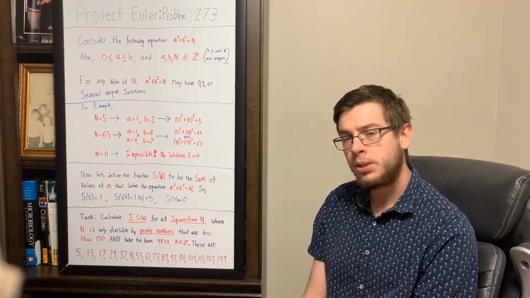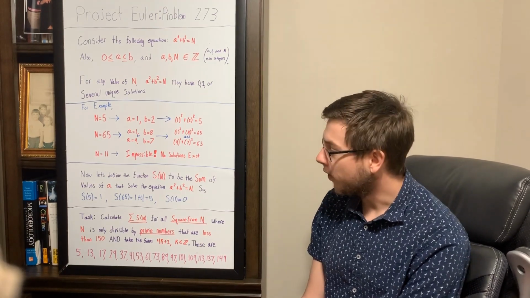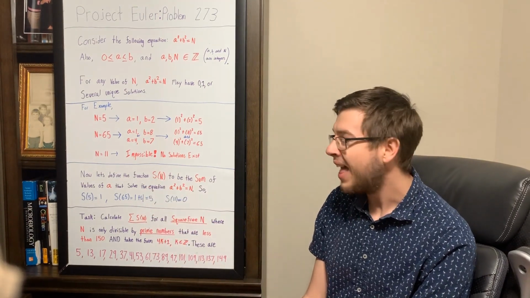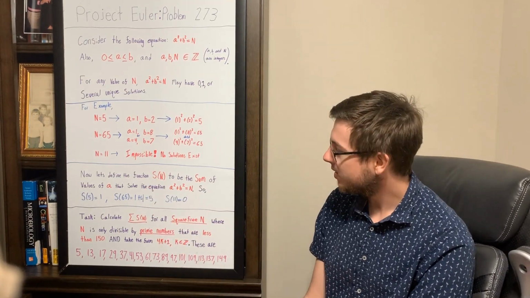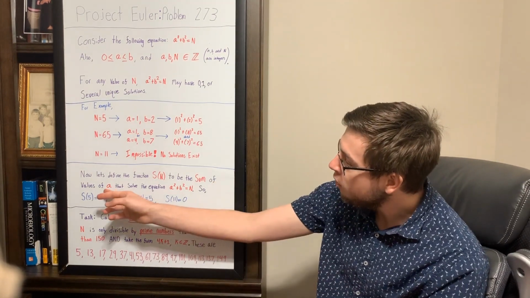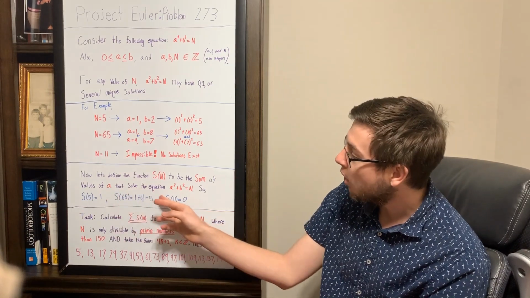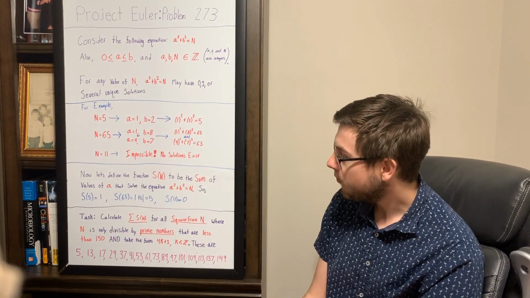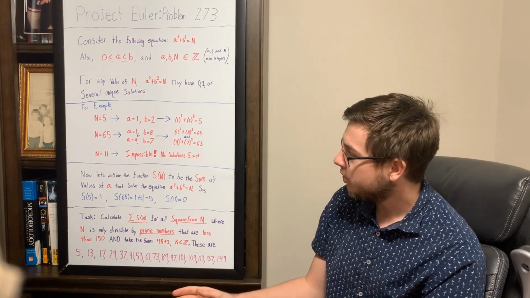Now that we've looked at a couple examples, I'm going to define a function. I'm going to define the function s of n. Whenever you see s of n, think sum, s, sum. And s of n is going to be the sum of the values of a that solve the equation a squared plus b squared equals n. Let's break down what that means.